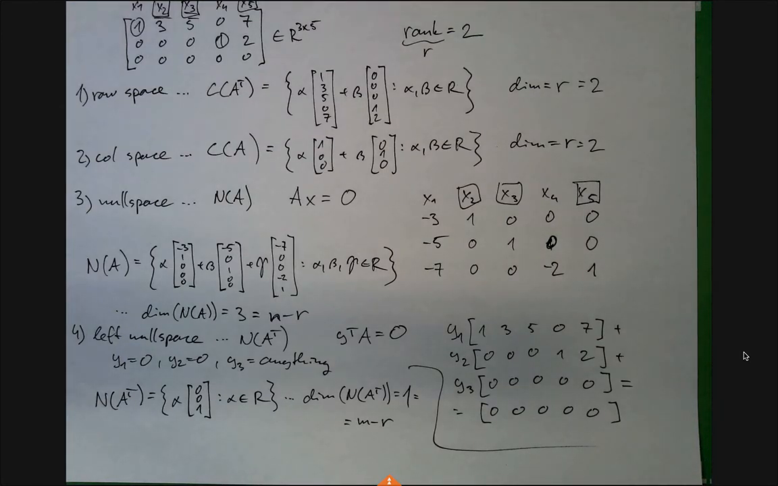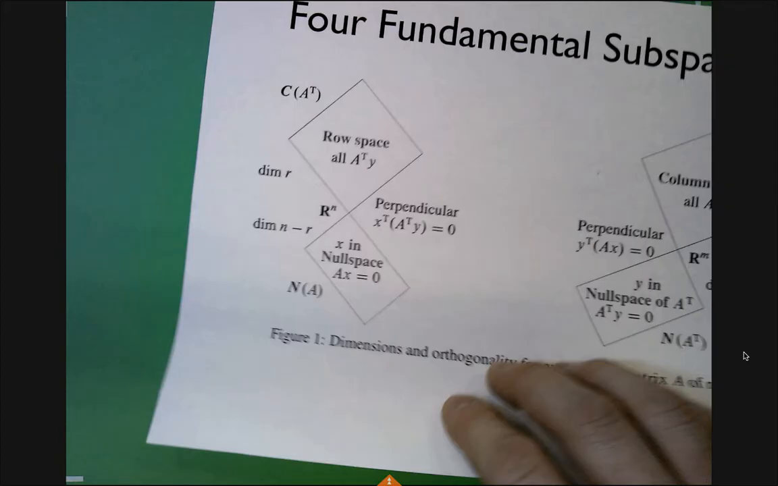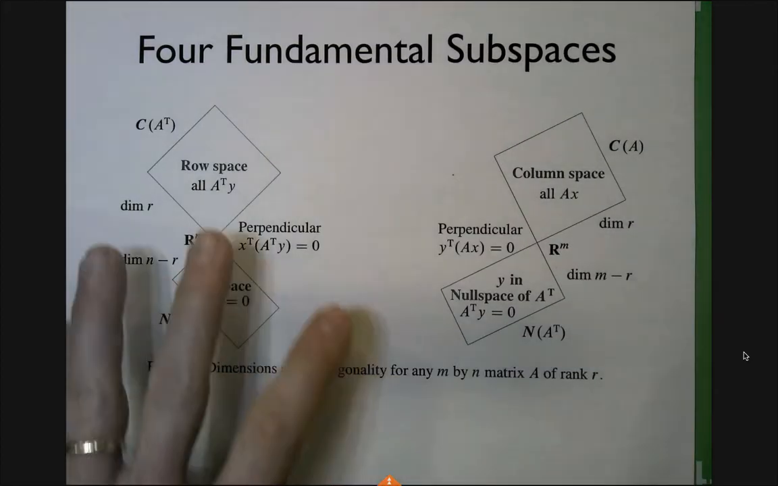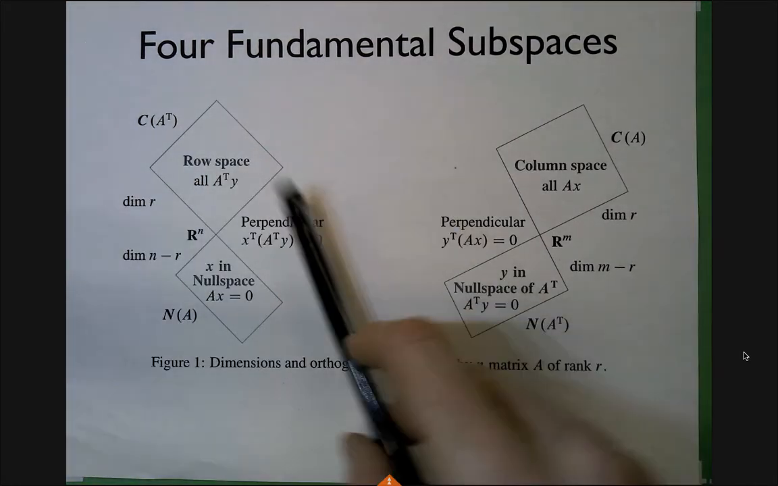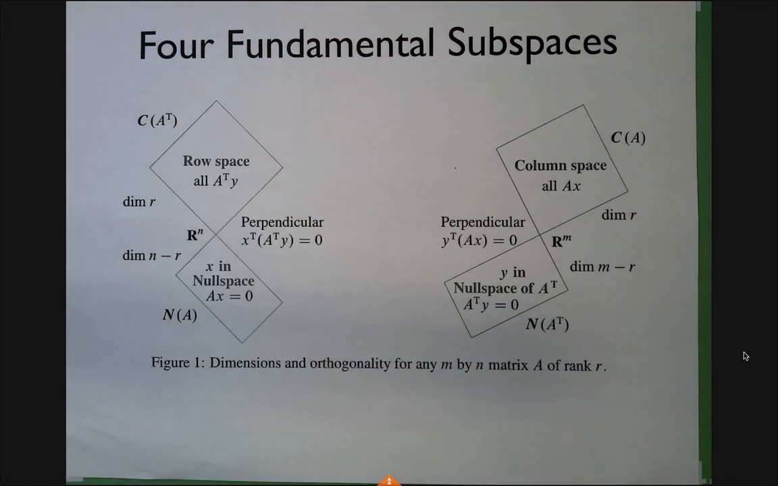Okay, so now I think we are fully prepared for the 4 fundamental subspaces. So here is the thing. Here is the big picture. This is the beautiful diagram. I think it was invented by Gilbert Strang. This is the beautiful diagram which gives you a complete picture of what a rectangular matrix does.